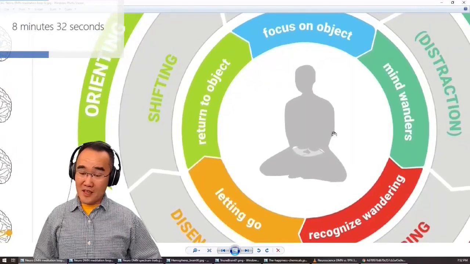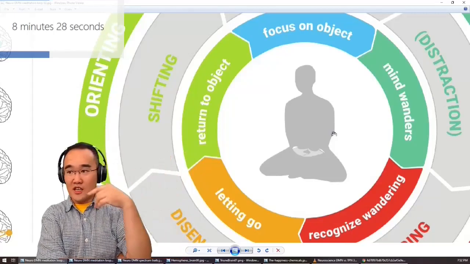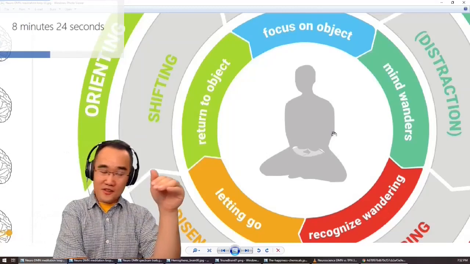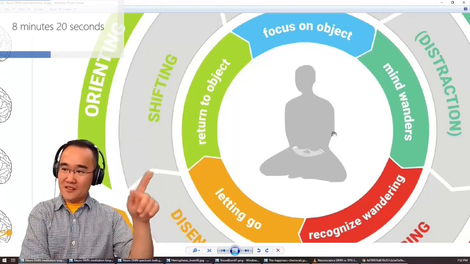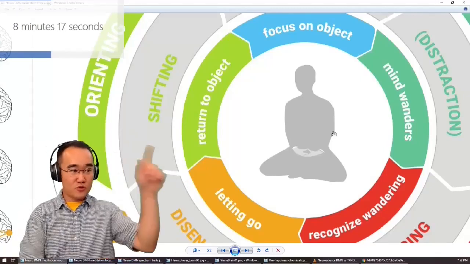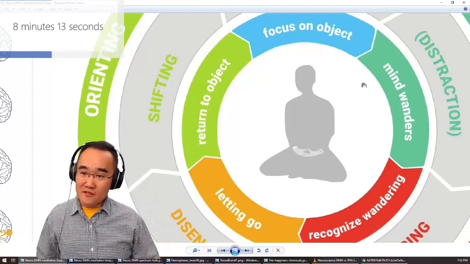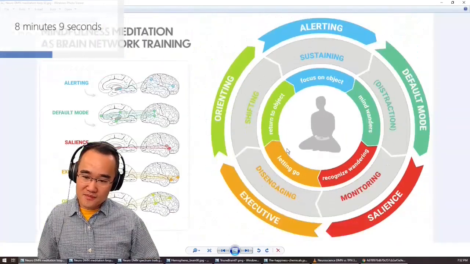So this is a common meditation circle. You focus on whatever you're going to focus on: your breath, your posture, whatever. Then your mind wanders, and then you recognize it wanders. Then you let go of the wandering, and you return back to the object, and you just loop. But that's working 5 different areas of brain circuits.